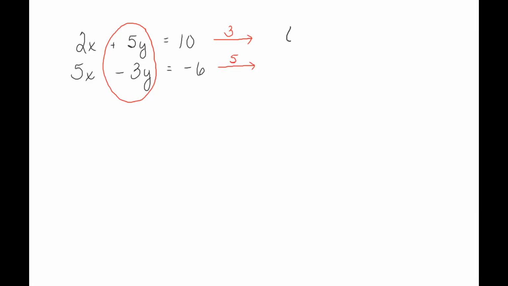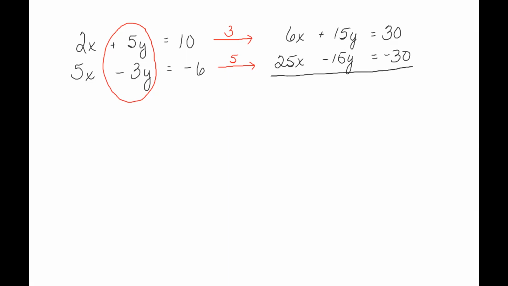3 times 2x is 6x. 3 times 5y, 15y, equals 3 times 10, 30. And then similarly down below, 5 times 5x, 25x. 5 times -3y, -15y. And 5 times -6, -30. So now I got exactly what I wanted. I got my 0 here, and the y's will cancel and go away for me.